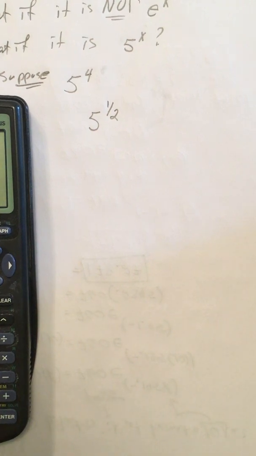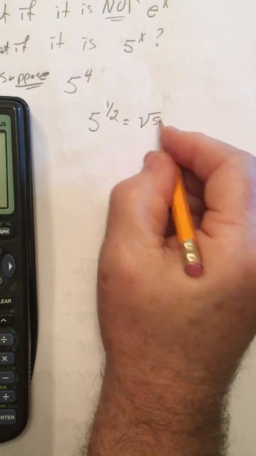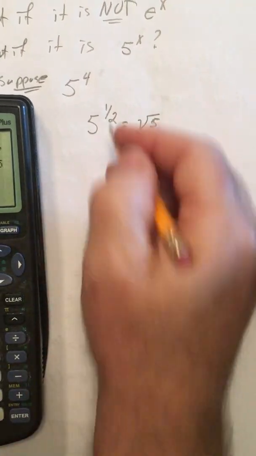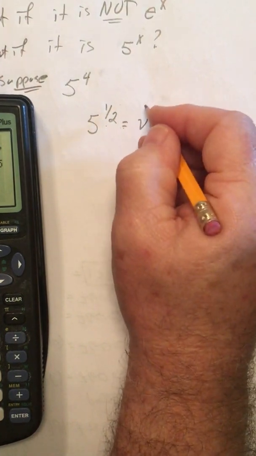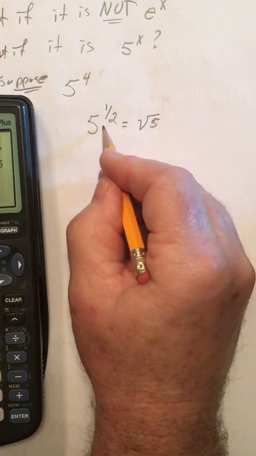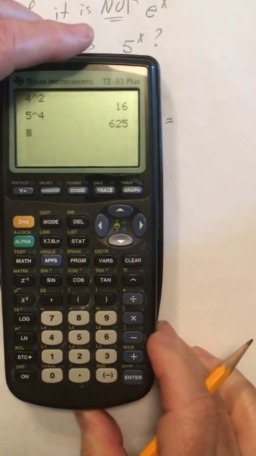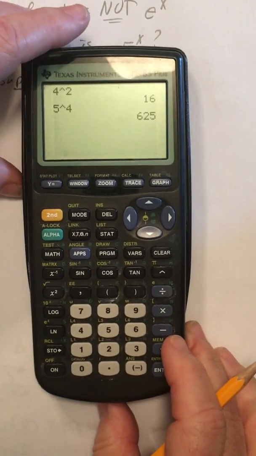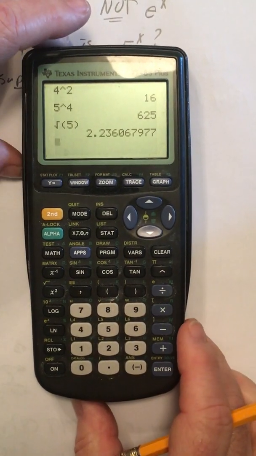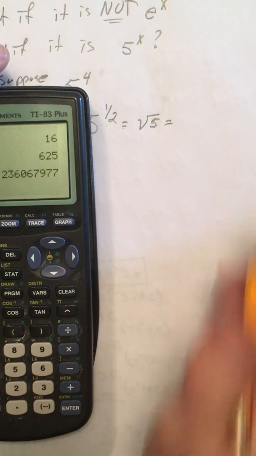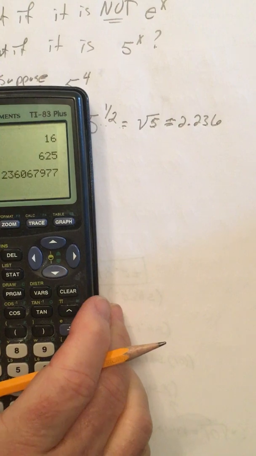But suppose I want 5 raised to the power of 1/2. Now, what does that mean? That means the square root of 5. Now, we can compute this 2 ways. I want to do this 2 ways just to show you there's a pitfall coming here. So 5 raised to the 1/2 power means the square root of 5. And we know, by using our handy-dandy square root key on the calculator, that the square root of 5 is approximately 2.236.